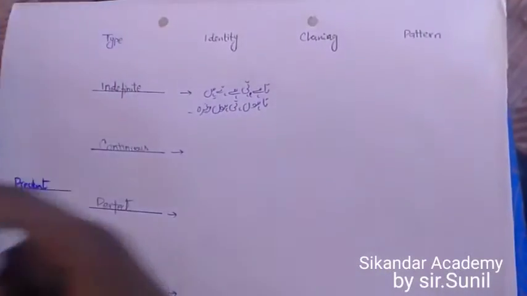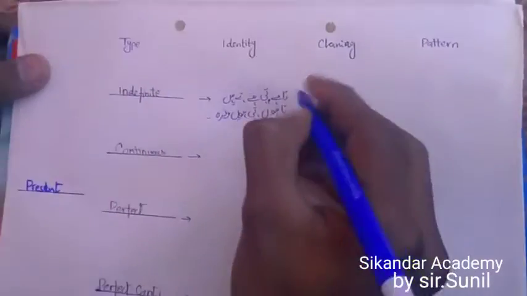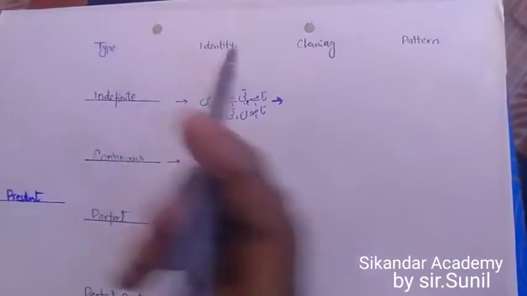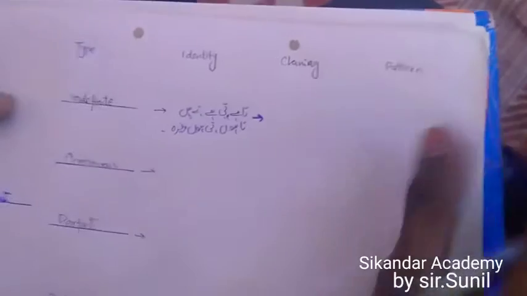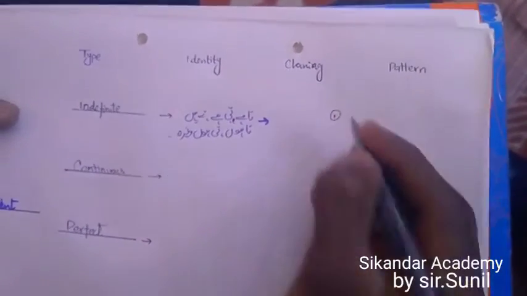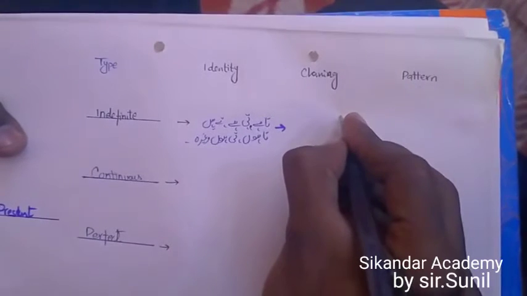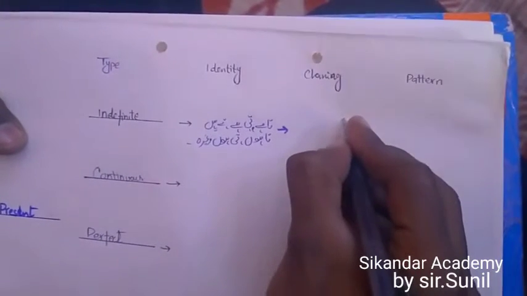Next, how to change the Urdu sentence into English. The first rule is that the first form of verb is used.